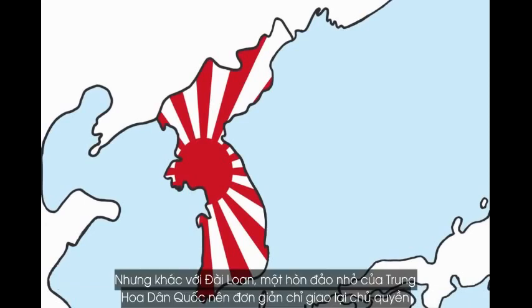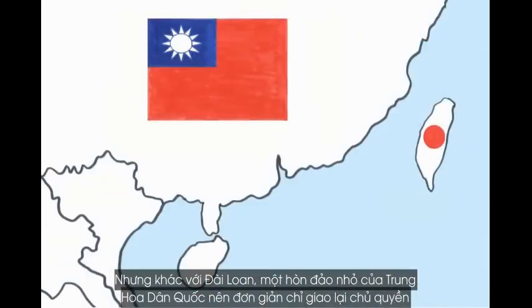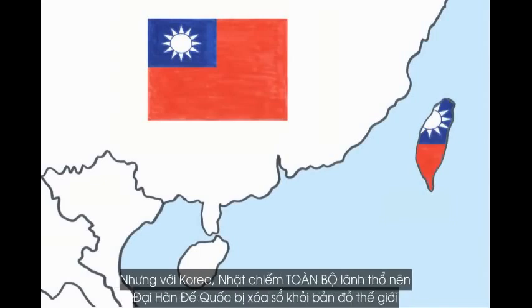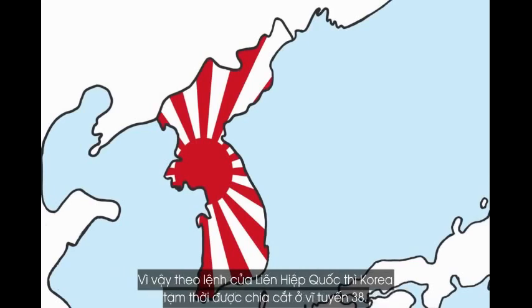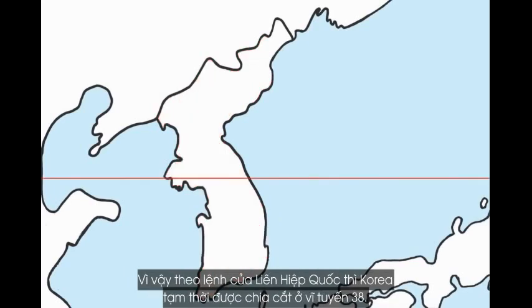But this is different from the situation with Taiwan. Taiwan's an island which made up a tiny amount of the Republic of China's land, so it's simply a case of handing sovereignty over to China. But with Korea, Japan took all of their land, so the Korean Empire had effectively been wiped off the map. Therefore, by order of the United Nations, Korea was to be temporarily split at the 38th parallel.